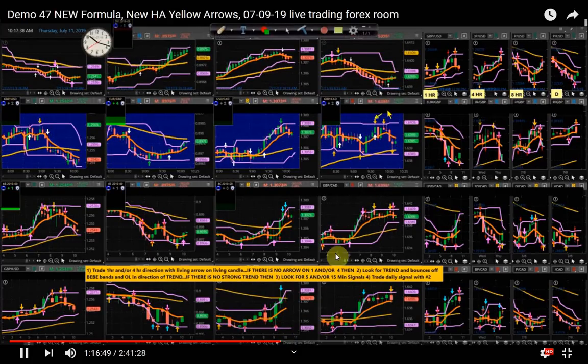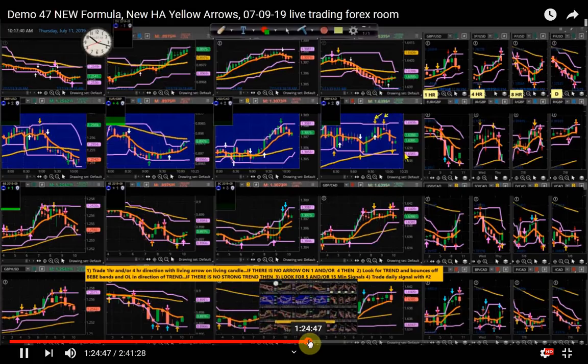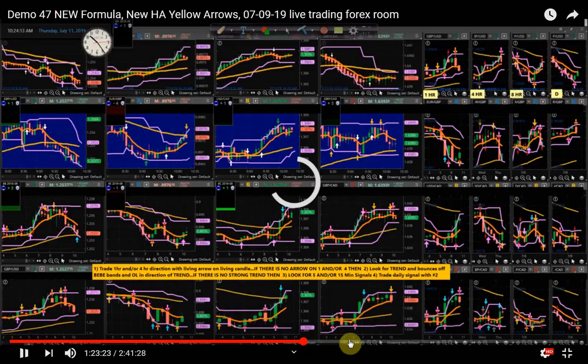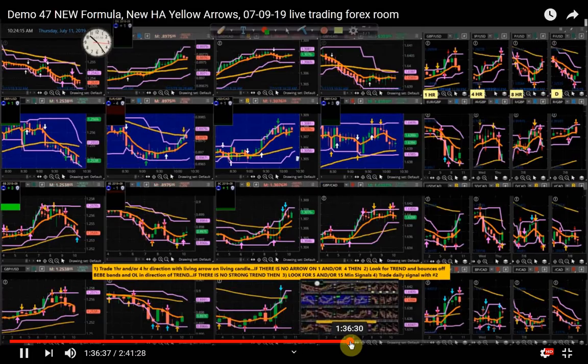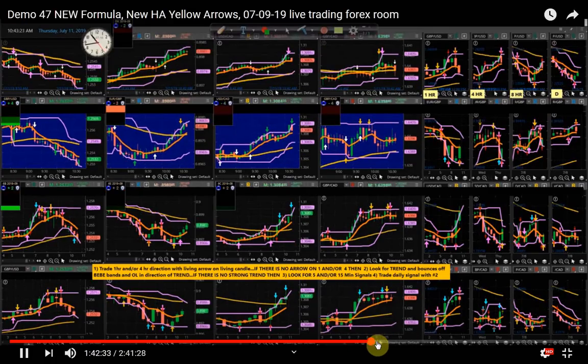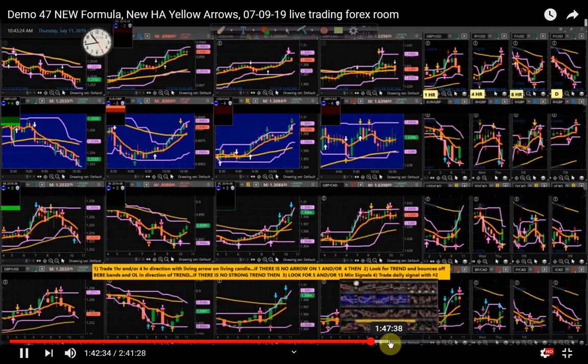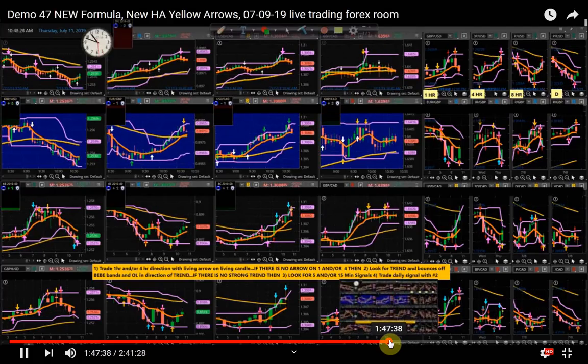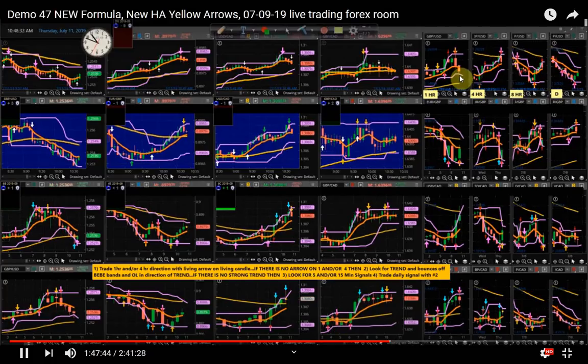Another one here. I'm going to get right to the point where we touch that 4 hour orange line. No, not quite, I don't think. Oh, you might have there, yeah. I think you must have touched it there. Certainly touched the 1 hour BB band as well.